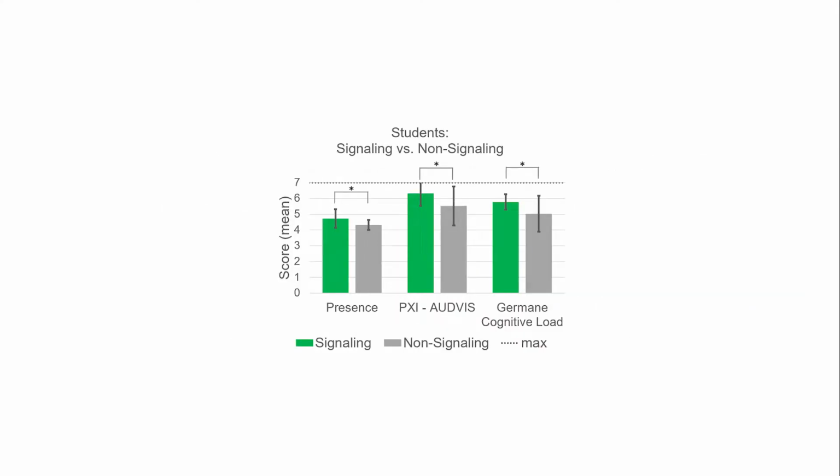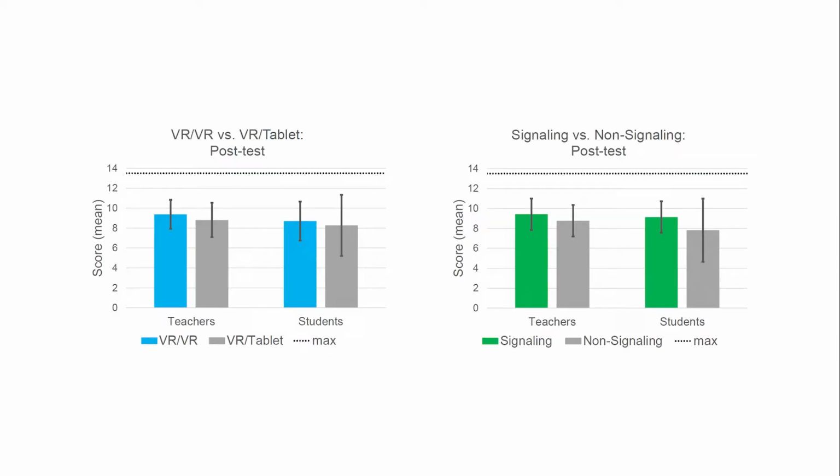Signaling showed significantly higher presence and player experience and better cognitive load for students, as well as tendencies to improve learning outcome. We could further show that symmetric and asymmetric systems can perform equally well regarding learning outcome, indicating that asymmetric systems can be an alternative.